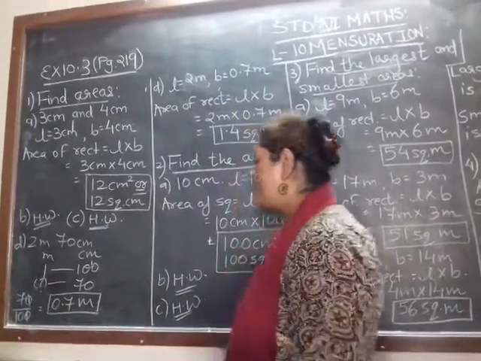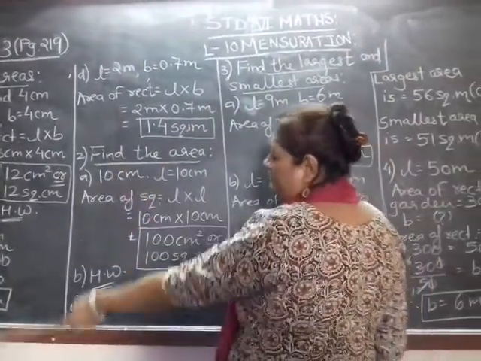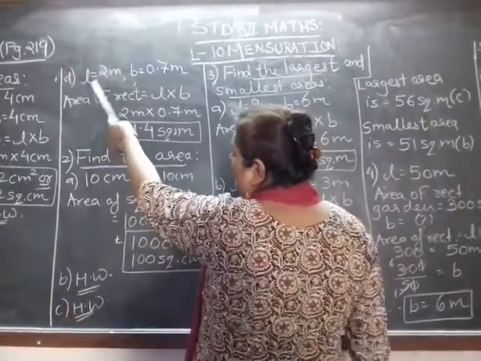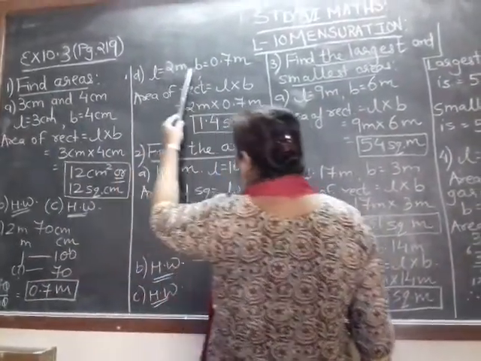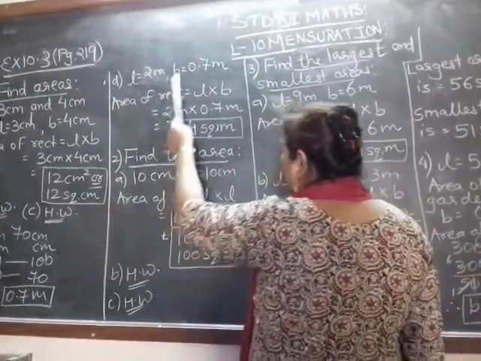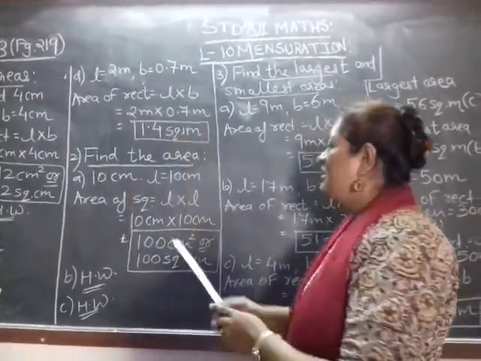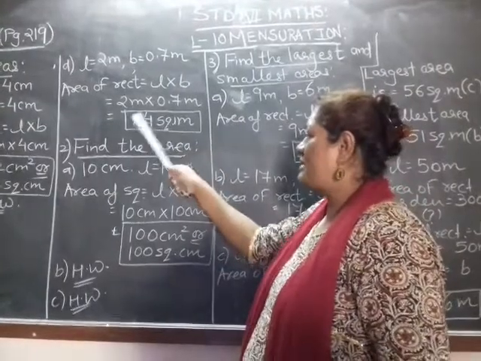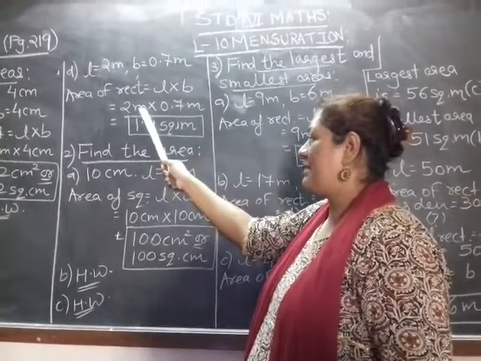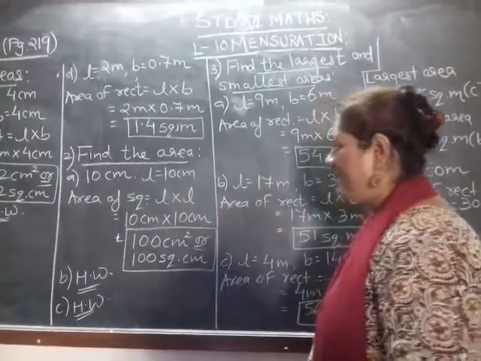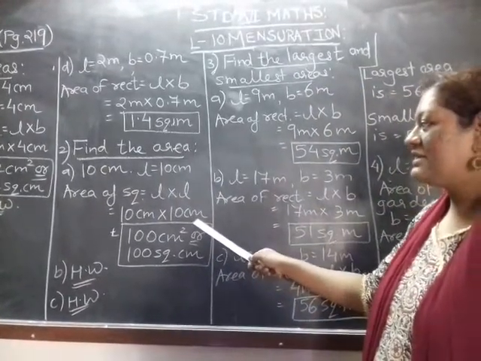So 0.7 meter. Now here L is given already in meter, so 2 meter, and the breadth we converted from centimeter to meter is 0.7 meter. Then you multiply L into B, your answer will be 1.4. But here again meter and meter are multiplied, so SQ dot M. Second is given of square.